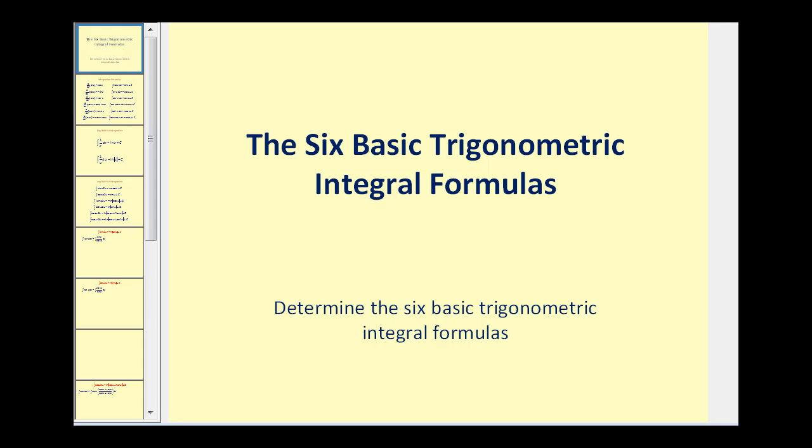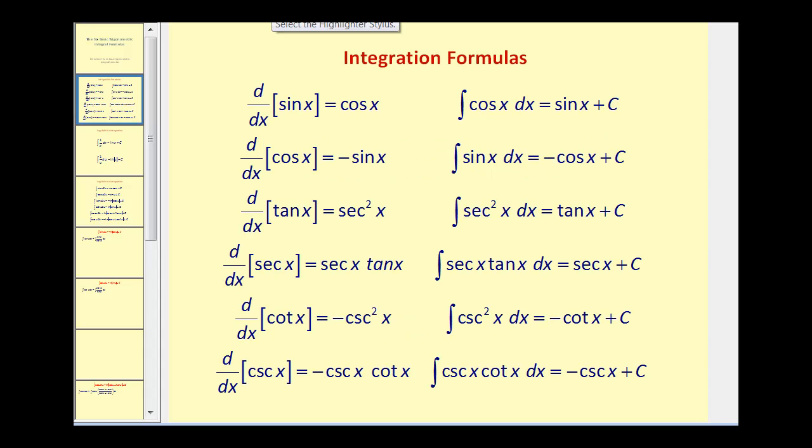Welcome to a lesson on the 6 basic trigonometric integral formulas. In the previous video we saw how these integral formulas followed from these derivative formulas on the left-hand side. However, notice that these integral formulas are missing 4 of the 6 basic trig functions. We have an integral formula for cosine x and sine x, but not for tangent x, cotangent x, secant x, and cosecant x. So in this video we'll see where those formulas come from.